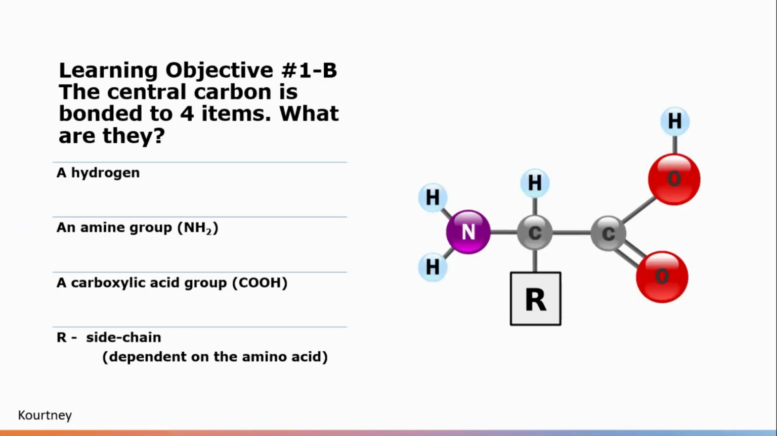Next is learning objective 1B. The central carbon is bonded to 4 items. What are they? First, we have a hydrogen. Then we have an amine group, an NH2. And then we have a carboxyl acid group, a carbon, 2 oxygen, and a hydrogen. And then we have a side chain, which is noted as R in this picture. This is dependent on the type of amino acid. This is the varying factor in it.